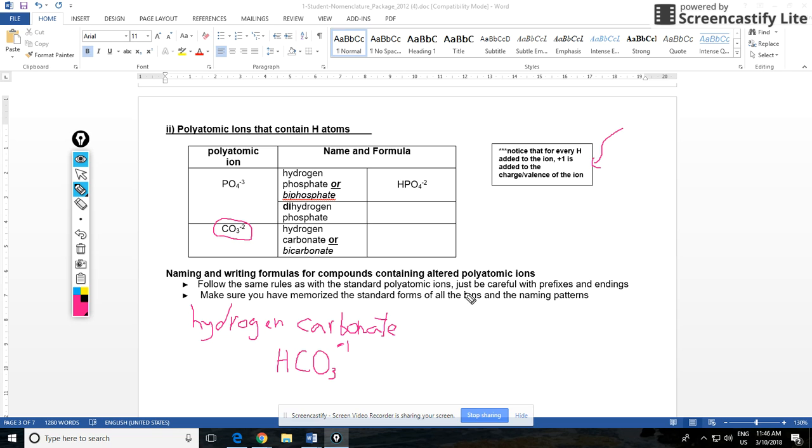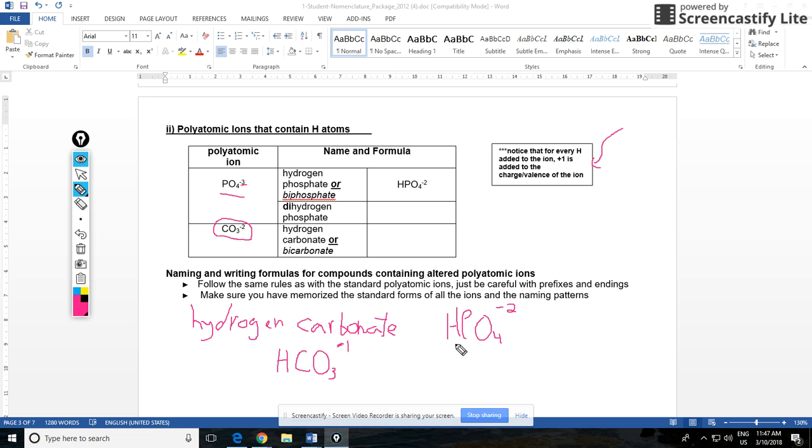You can do the same thing for many polyatomic ions. I can take phosphate and add an H in front of it, so HPO4. I don't change the number of O's, but phosphate was 3-, and when I add an H, now it becomes 2-. So this would be biphosphate, or you can call it hydrogen phosphate.